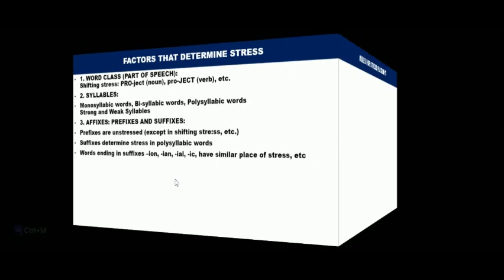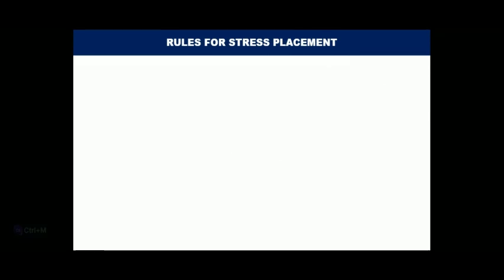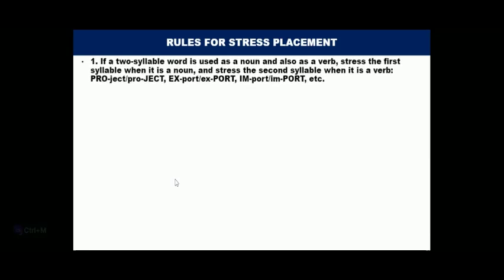We are going to look at them when we begin to deal with the rules for stress. And now this brings us to rules for stress placement. What are the rules? Rule number one: if a two-syllable word is used as a noun and also as a verb, stress the first syllable when it is a noun and stress the second syllable when it is a verb. For example, project as a noun, project as a verb, export, export, import, import, etc.